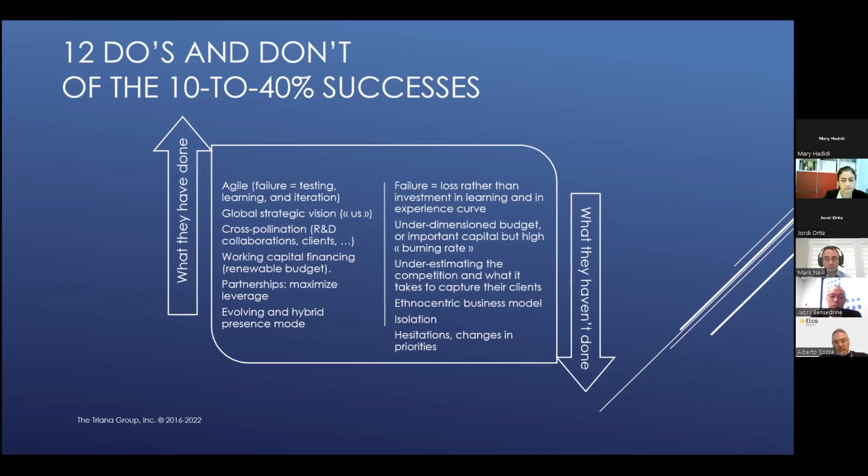certain do's and certain don'ts, which we could maybe have a follow-up webinar for anyone who would want to discuss them and see how that could apply to them, illustrated with specific examples.